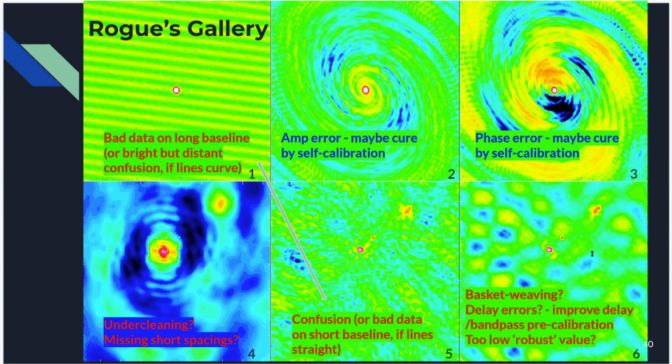The way to test for that is to use some kind of more tapered beam, or maybe try robust equals 1 or something. If you were using robust equals 0, try a higher value of robust. If it's due to missing intermediate spacings, then that will usually make a dramatic improvement. If it's due to bandpass or delay errors, then it's not going to make any difference what you do with robust. You need to fix the errors.